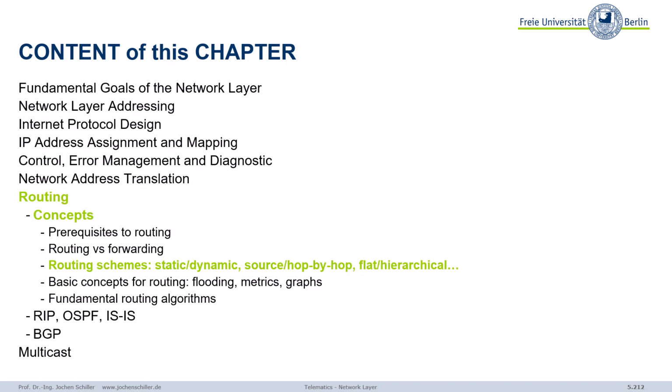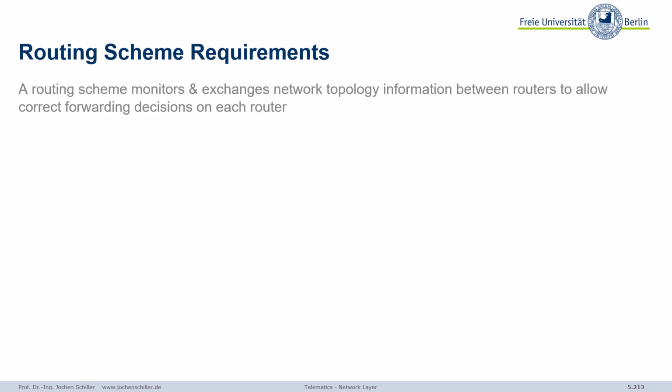Now coming to some routing schemes: static, dynamic, hop by hop, flat, hierarchical. We're still not fully at the internet routing protocols, just basic schemes. Okay, routing schemes, we learned, are used to exchange parts of the topology, information about the topology, between the routers, so that the routers can locally make the correct forwarding decision.